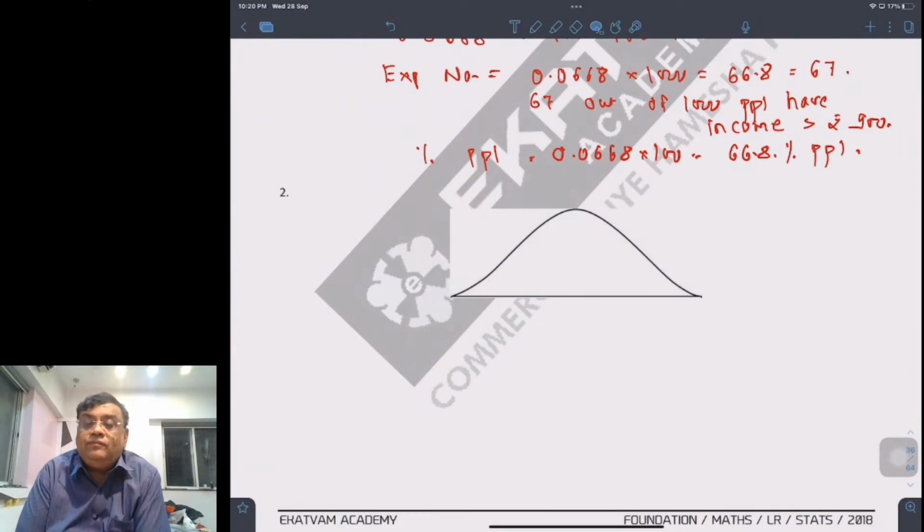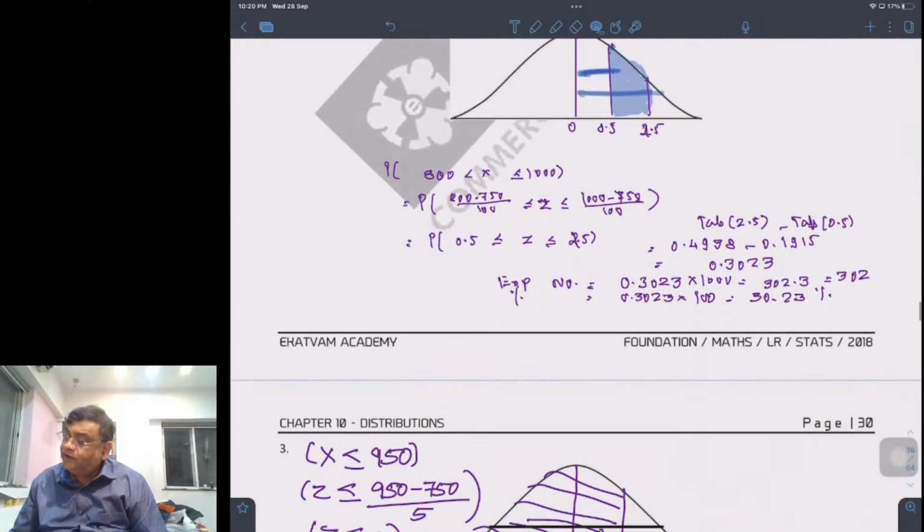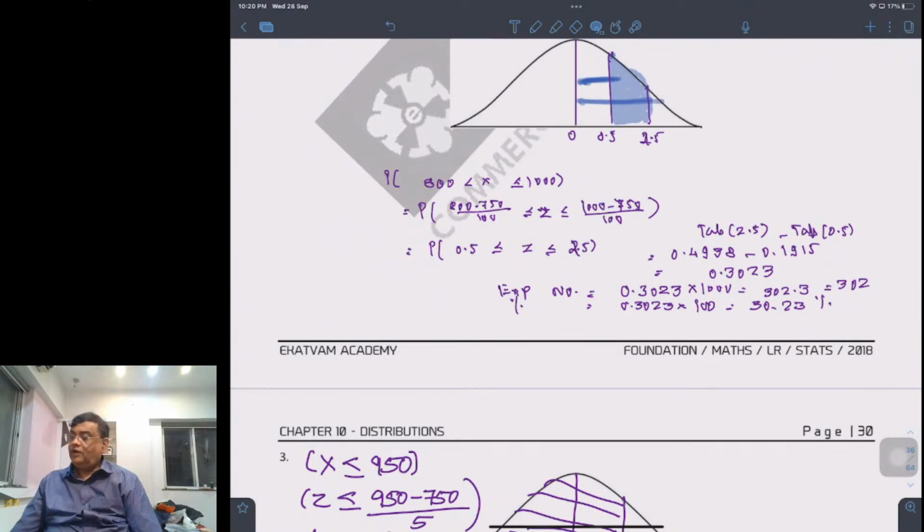800 and 1000 means 800 less than or equal to x is less than or equal to 1000. So (800 minus 750) over 100 less than or equal to z, less than or equal to (1000 minus 750) divided by 100. Yes, second part को करो. And when you multiply by 1000 you will get the number, and when you multiply by 100 you get a percentage. See whether you have understood this.